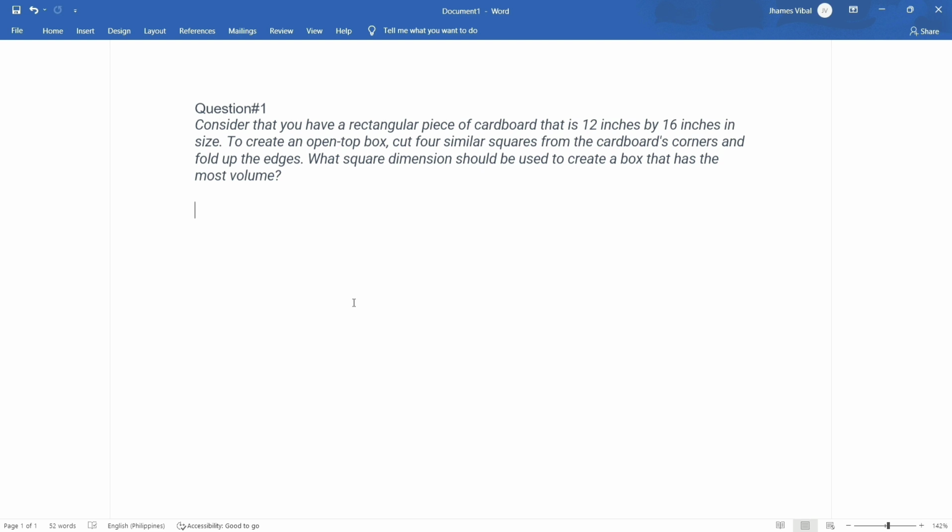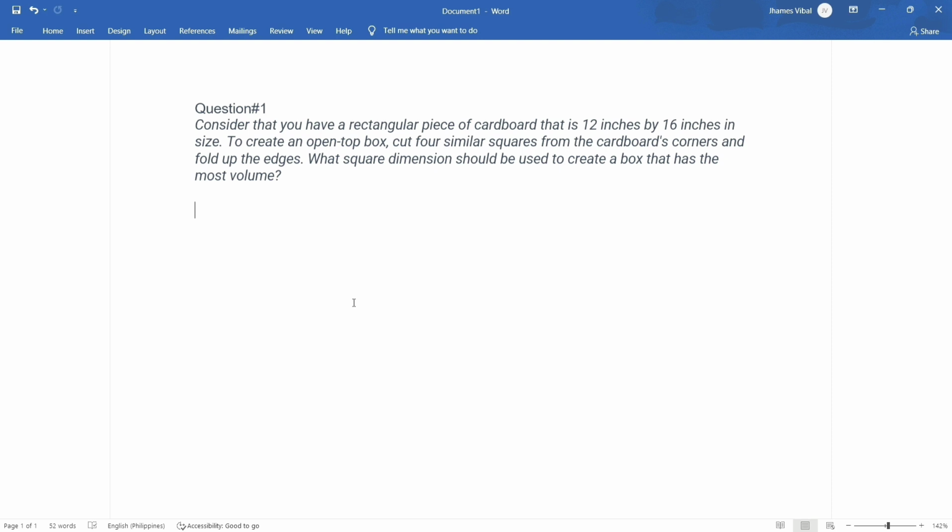To solve this problem, we can follow these steps. Step 1. Identify the objective function. The objective is to maximize the volume of the box. The volume of a box is given by V = LWH, where L is the length, W is the width, and H is the height.